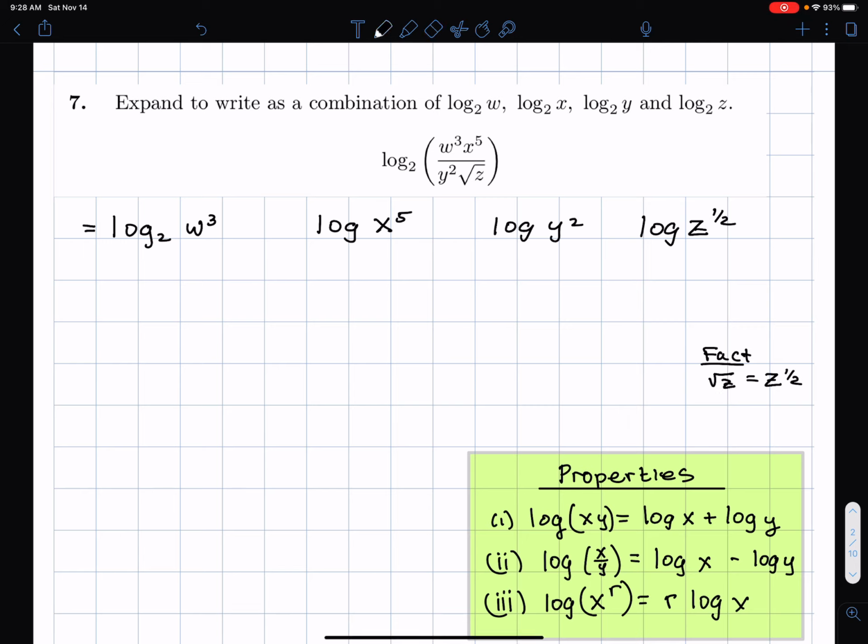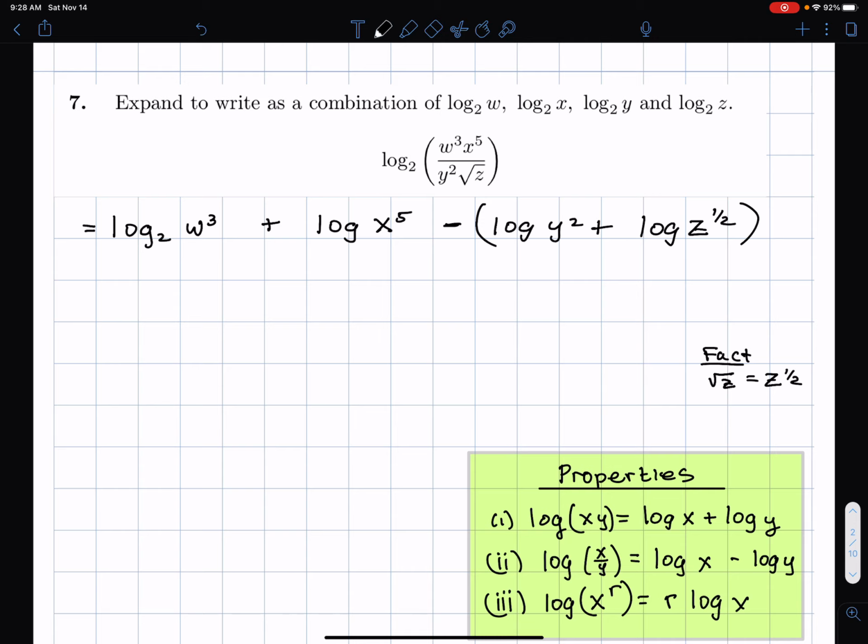Now, because of the product, we have log xy equals log x plus log y. Well, in the numerator, I have a product, and I'm going to put a plus here. Now, I have that w cubed x to the 5th divided by y squared times the square root of z. I'm dividing. That's why I get a minus. Now, you could look at it this way: I have y squared times the square root of z. That gives a plus because it's a product.